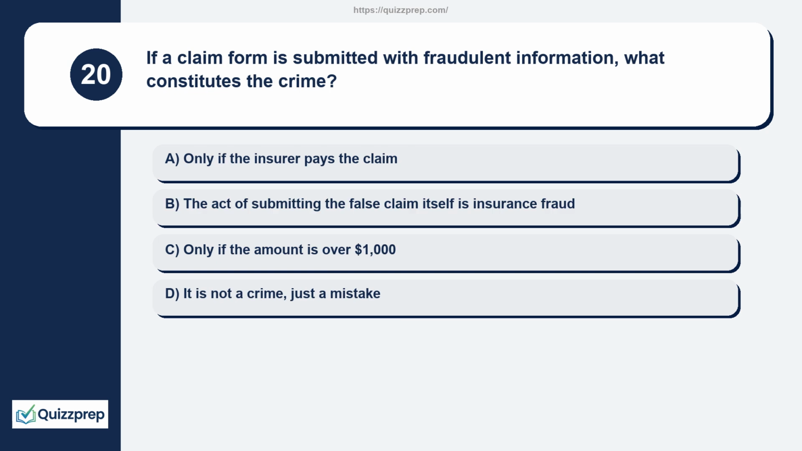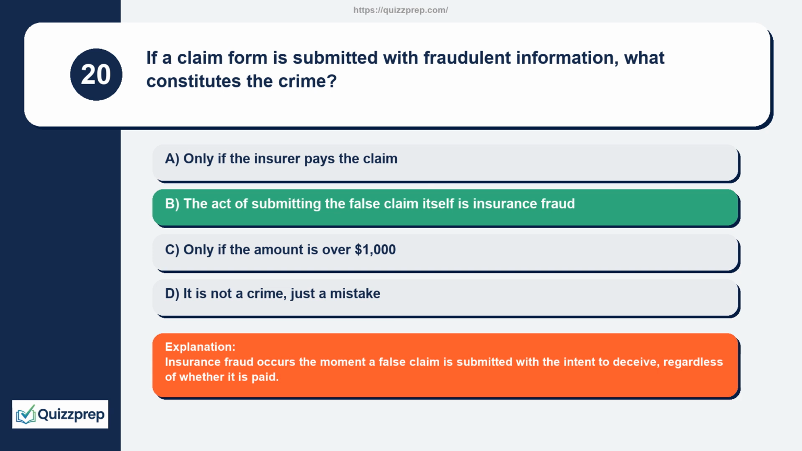Question 20. If a claim form is submitted with fraudulent information, what constitutes the crime? Only if the insurer pays the claim. The act of submitting the false claim itself is insurance fraud. Only if the amount is over $1,000. It is not a crime, just a mistake. Insurance fraud occurs the moment a false claim is submitted with the intent to deceive, regardless of whether it is paid.